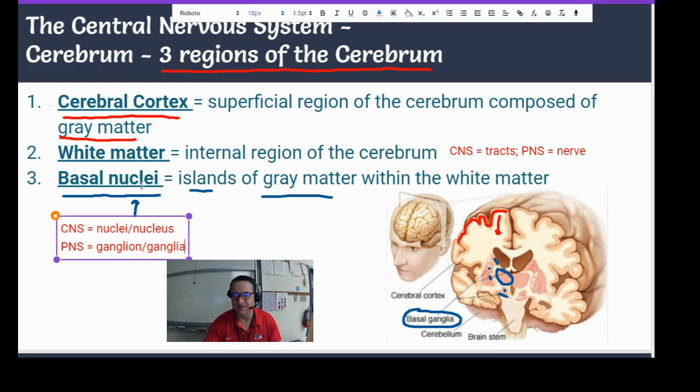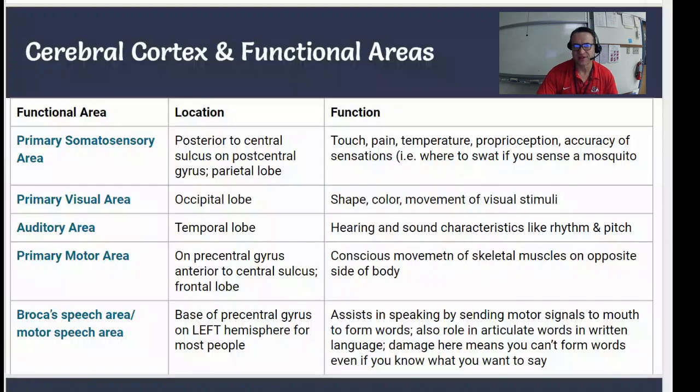So that's why this is kind of weird, because they call it basal ganglia, but it shouldn't be ganglia because this is inside the brain. So it should be called basal nuclei. If you see basal ganglia or basal nuclei, it means the same thing, but basal nuclei is a more accurate term. And now the functions of some of these regions of the cerebral cortex.